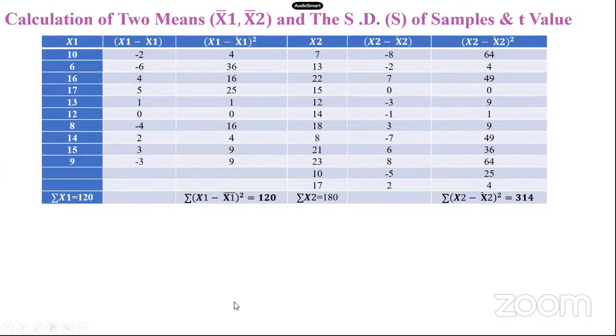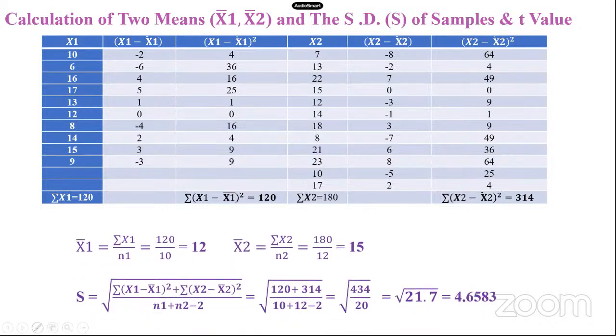So here again, X1 sample is of 10 size and X2 sample is of 12 size. Okay. So you take the means first, means the sum of these all divided by all is equal to 120 upon 10 is equal to 12. For second sample, the sum of all is 180 divided by all means how many items are there? 12. So 180 divided by 12 is equal to 15. So 12 is the mean of first sample and 15 is the mean of second sample.